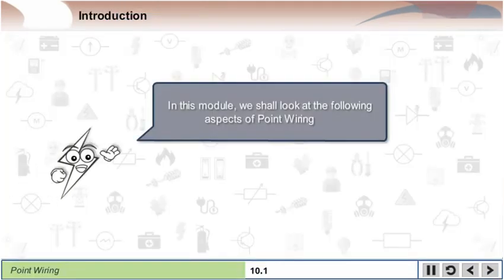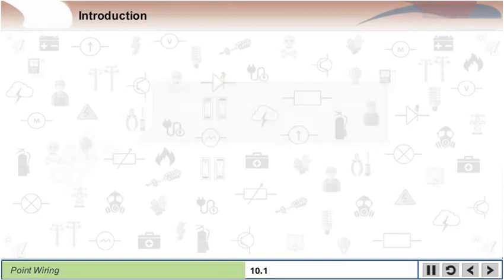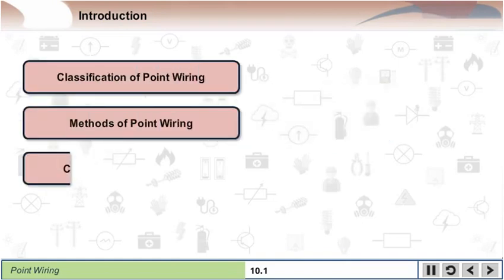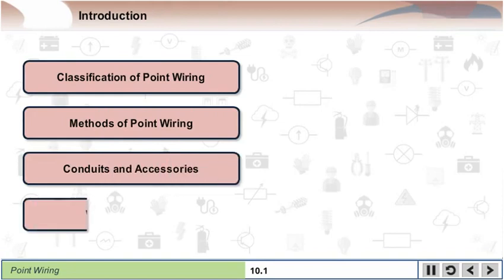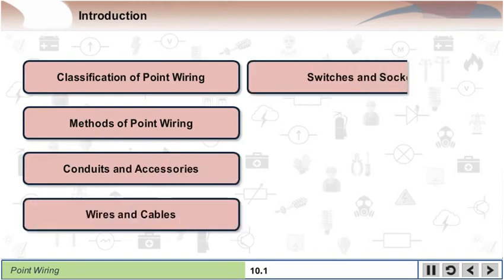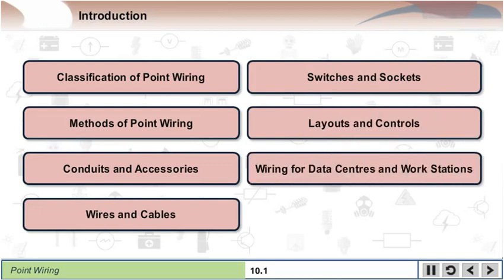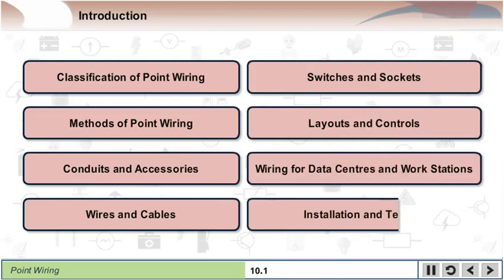In this module, we shall look at the following aspects of point wiring: classification of point wiring, methods of point wiring, conduits and accessories, wires and cables, switches and sockets, layouts and controls, wiring for data centers and workstations, and installation and testing.